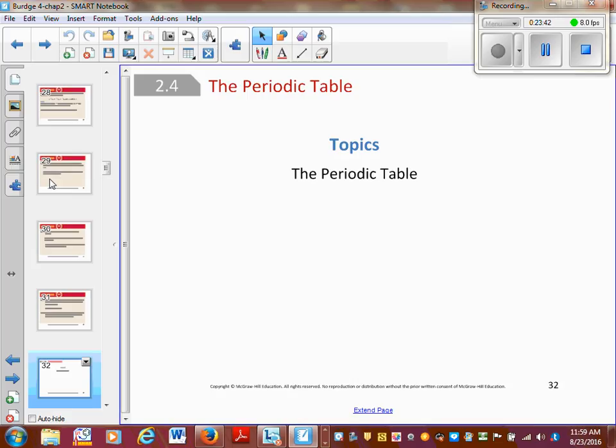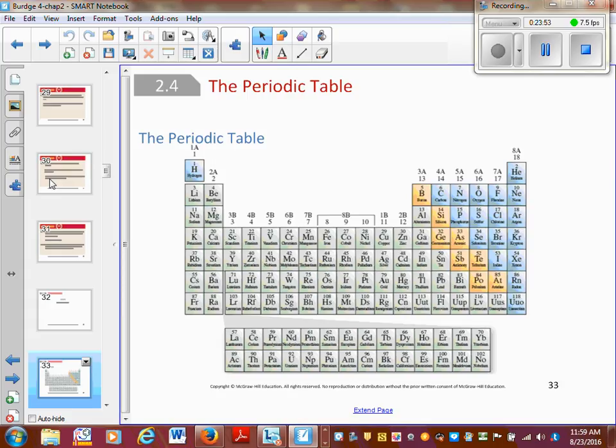So you should be able to read any periodic table. Some of them, the numbers are inverted. Let's talk about the periodic table.